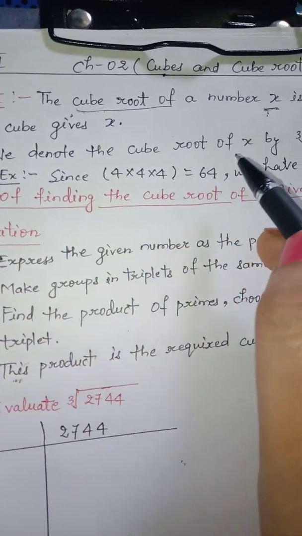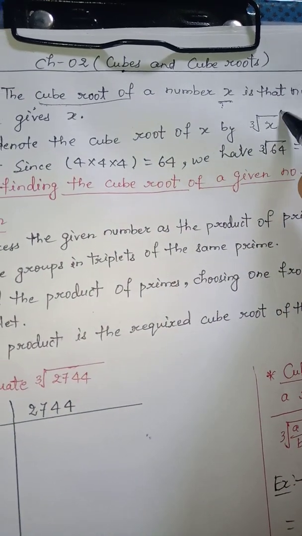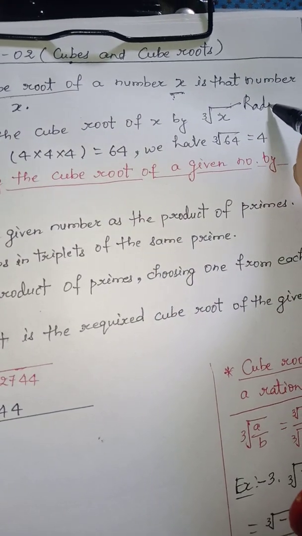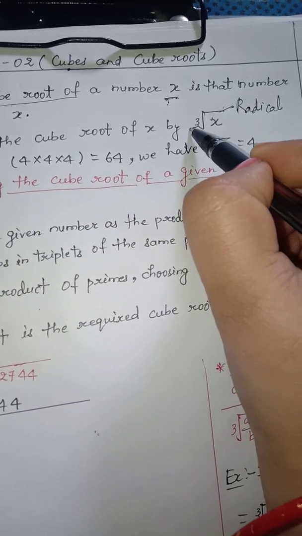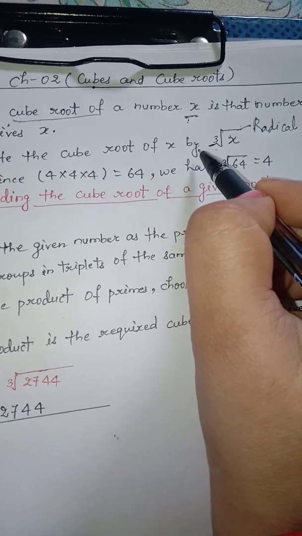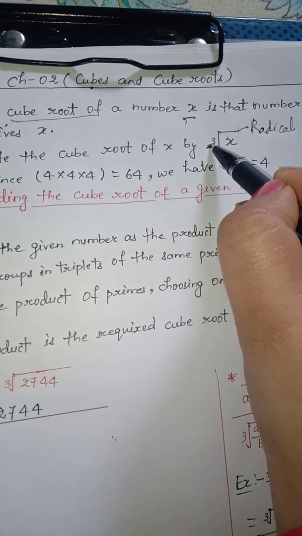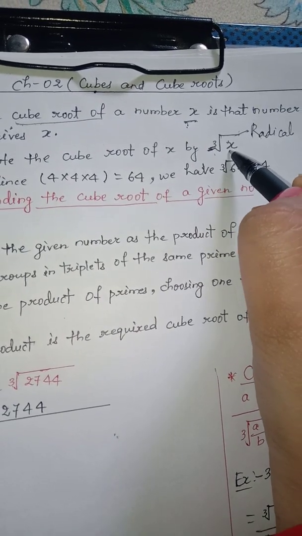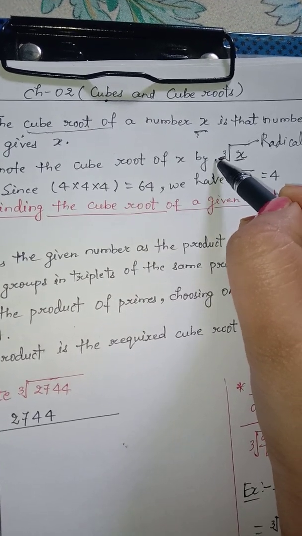We denote the cube root of x by this radical sign. This sign is known as the radical sign and this is the index. So the cube root of x is denoted with 3 as the index and this radical sign. Under the radical we will write the number, and cube root means 3.